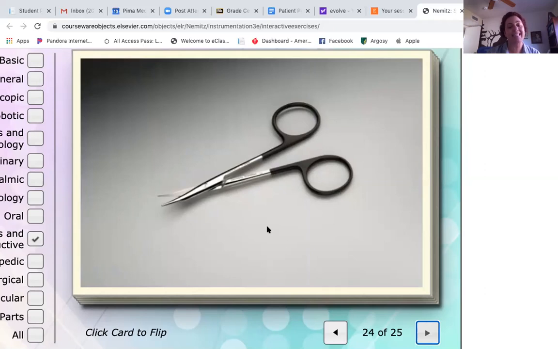This one is the Stevens tenotomy scissor. Okay, typically about 3 inches in length. Again, tenotomy, you can tell that this one has a shorter little tapered tip than the Reynolds.